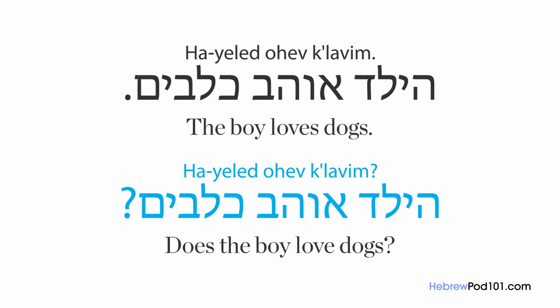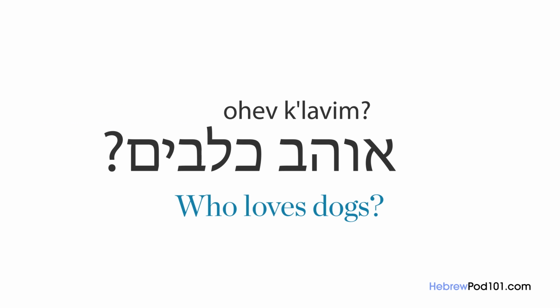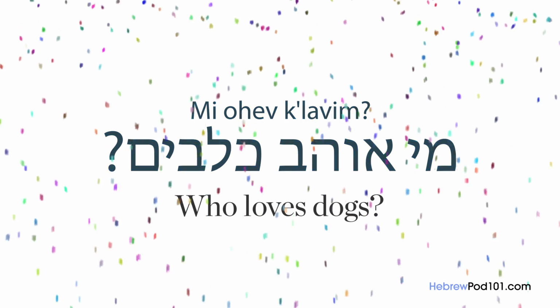The formal way to ask this as a question is to add a word to the beginning of the sentence. But this way is not used very often in speech. You say האם before the rest of the sentence. האם הילד אוהב כלבים? If you want to ask, who loves dogs, you replace the subject with the word for who. That word is מי. מי אוהב כלבים? Well done!